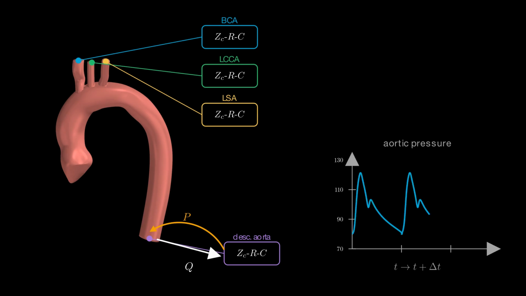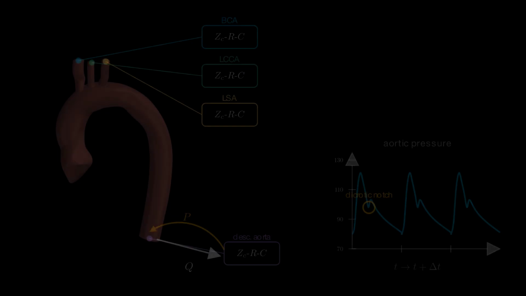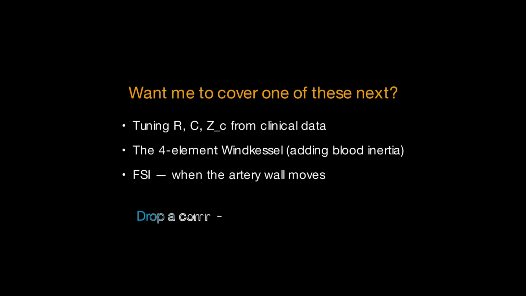The result is a physiological waveform: the systolic peak, the dichrotic notch at valve closure, and the diastolic runoff. 3 parameters per outlet, standing in for the entire distal circulation. 2 resistors and a capacitor, doing the work of an entire vascular bed.